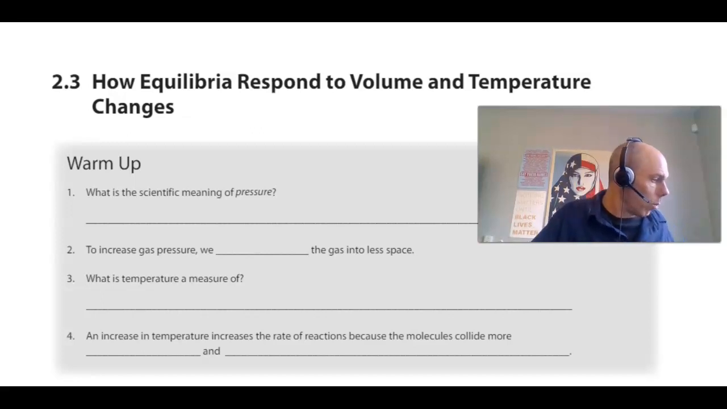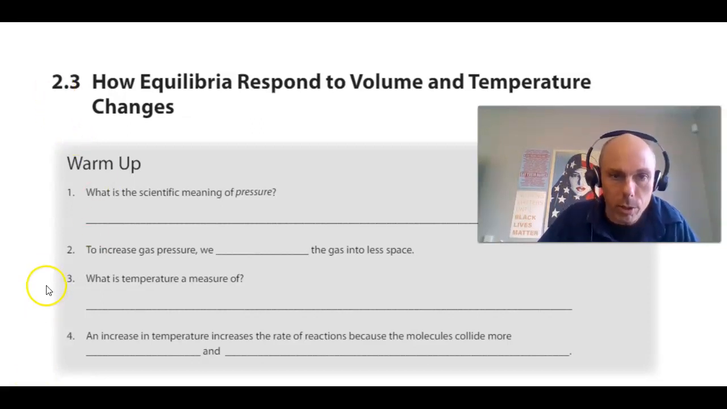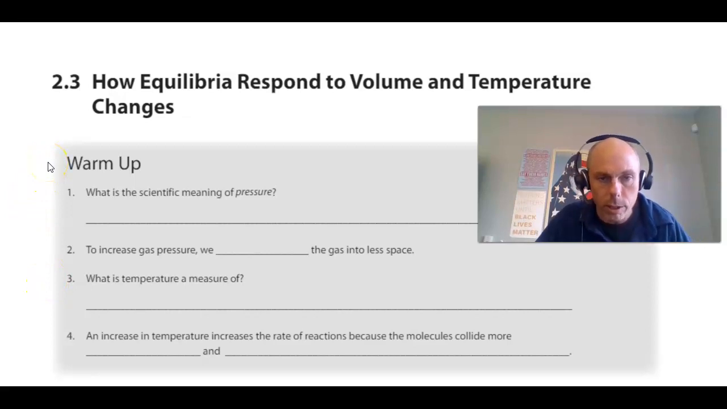We are on page 120 of our physical textbook, 128 of our ebook. Looking at section 2.3 here, how equilibria respond to volume and temperature changes. I'd like you to try this warm-up on your own to begin with. Pause the video, come on back and see how your answers compare to mine. Again, try this warm-up here at the top of this page to start you off.